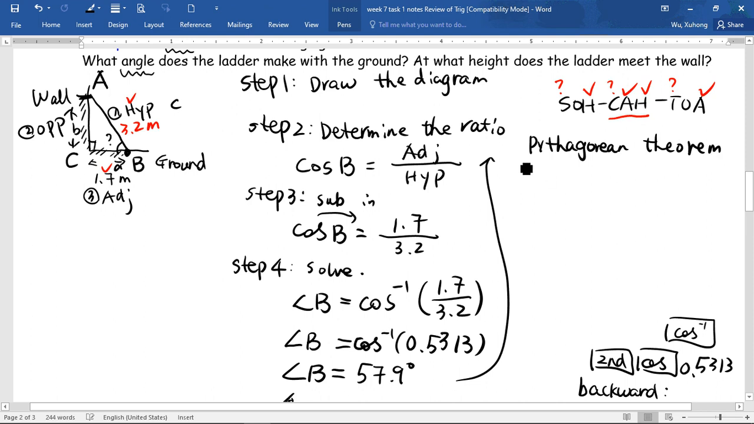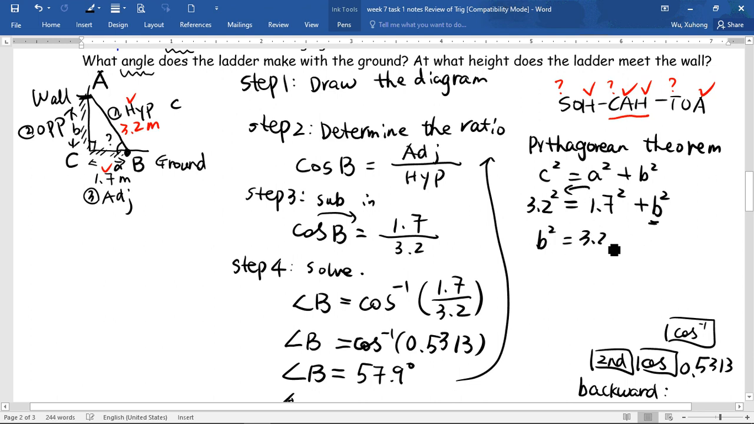The longer side, the hypotenuse, is C squared equals A squared plus B squared. We sub in C is 3.2 squared equals 1.7 squared, then plus B squared. This one, we are looking for one side. It's always going to be moving the other side, the 1.7 squared, to the other side, do the opposite operation, and we want to move the squared to the other side, it will be square root. So you get your calculator, you will find this one, then you will have 2.7 meter.